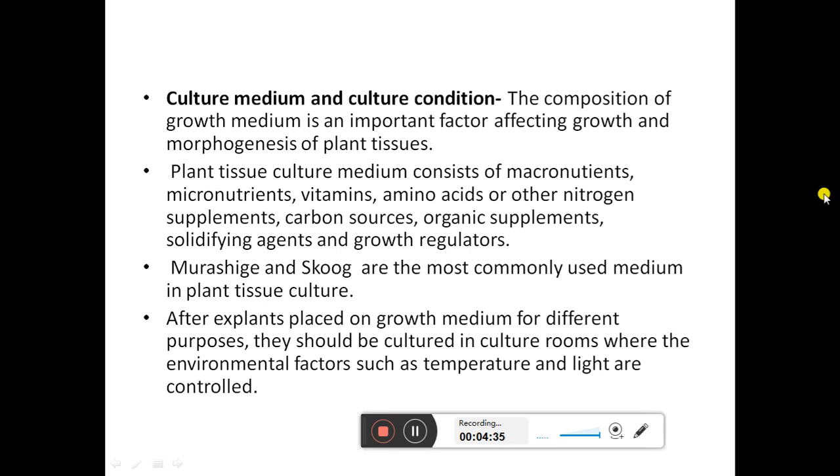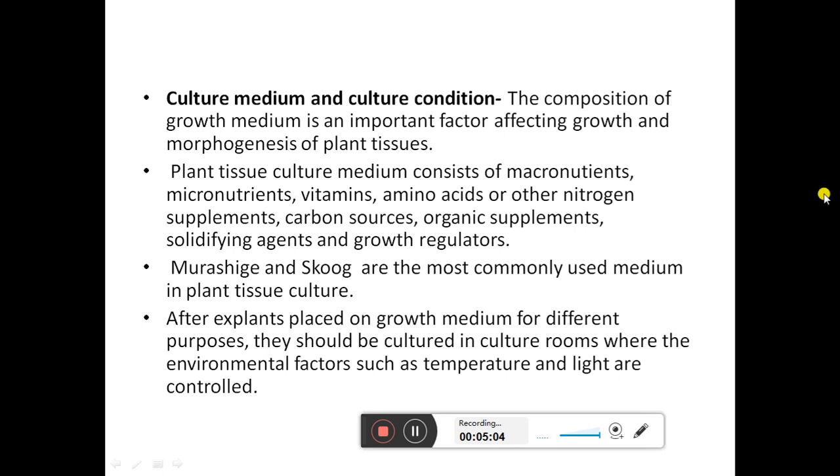The next is the culture medium and the culture condition. The composition of the growth medium is an important factor affecting growth and morphogenesis of plant tissues. Plant tissue culture medium consists of macronutrients, micronutrients, vitamins, amino acids or other nitrogen supplements, carbon sources, organic supplements, solidifying agents, and growth regulators. The Murashige and Skoog medium is the most commonly used medium in plant tissue culture.